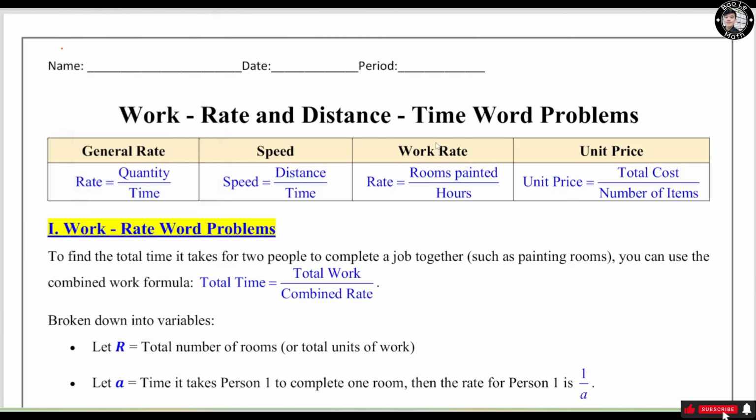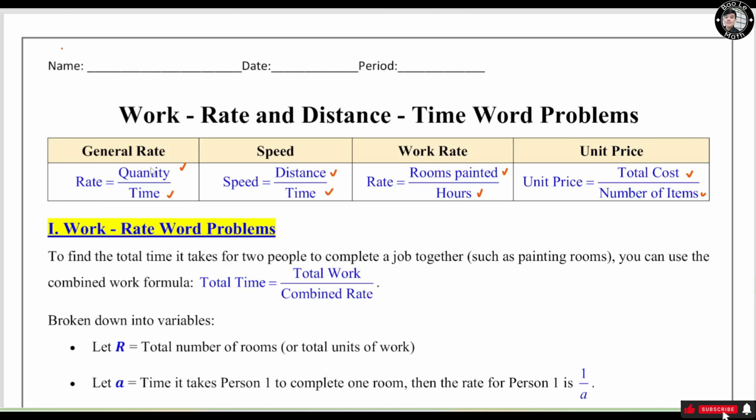Hello everyone, in this video we're going to explore the work rate and distance time work problems. Alright, we have the general rate, which is quantity divided by time. We have the speed, which is distance divided by time. We have the work rate, which is rooms painted divided by number of hours. And the last one, unit price, which is total cost divided by number of items.